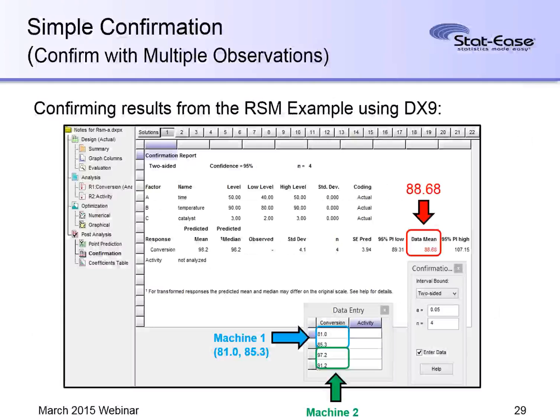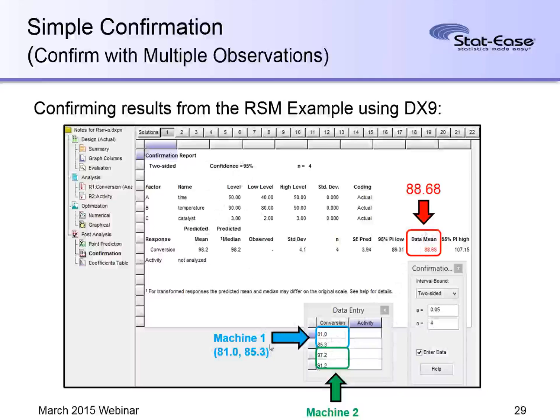Again, I'm going to go ahead and use Design Expert 9 because we do feel that model confirmation is important, we do have this convenient node here. Once again, we are at the factor levels that maximize the response. Okay, and we're actually going to go ahead and do 4 confirmation runs now. I'm going to go ahead and enter them here in this little data entry tool. And when I take the average of these 4 responses, I get 88.68.